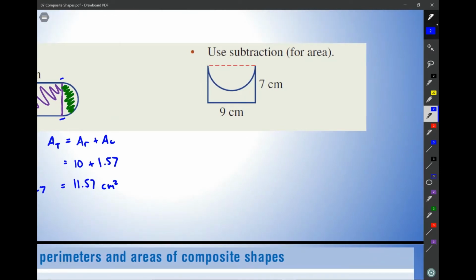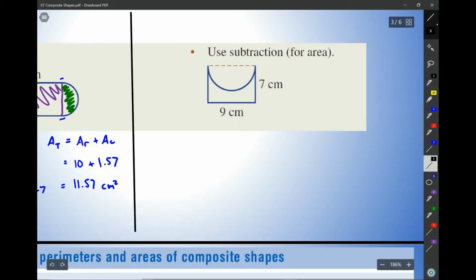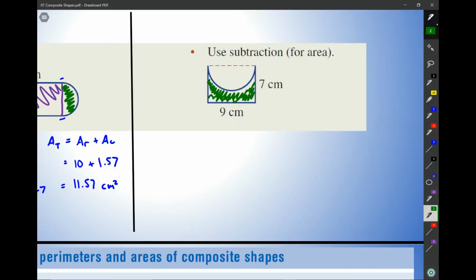And now what we can do is we can have a go at one that uses subtraction. So let's just put a line through here so we know that we're working on a different question. What we're trying to find here is the area of this shape here. The way we can do that is we can find the area of this rectangle, and then we can subtract the area of the semicircle in here.